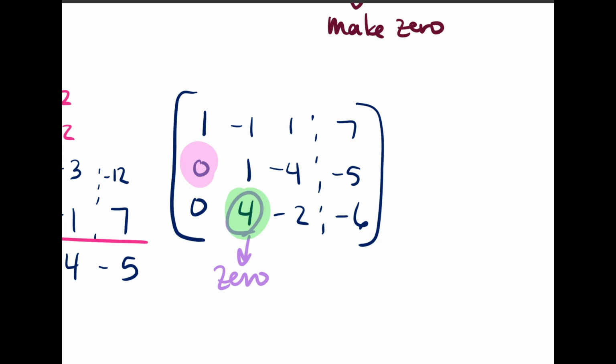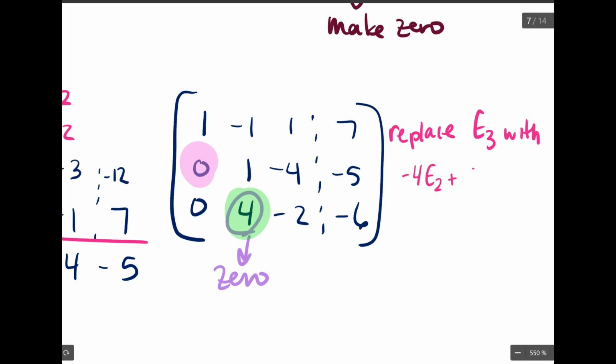So now we want to make this 4 a 0. So Ian was correct. What we want to do is replace R3 with negative 4 times R2 plus R3. Oh shoot, I should put R's because it's row.